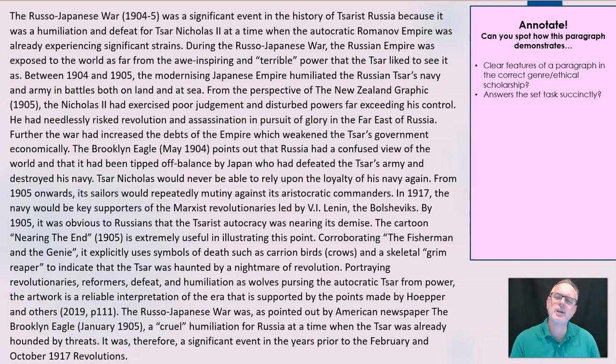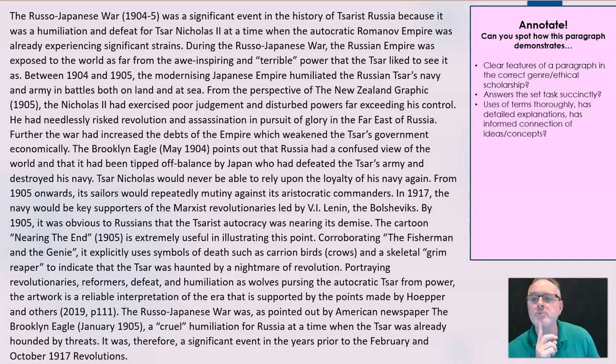Have I answered the task in a succinct way? Am I on point or am I waffling around it? Am I just telling people about the Russo-Japanese War? Am I just telling people about Tsarism? Am I answering the task succinctly? Am I to the point?